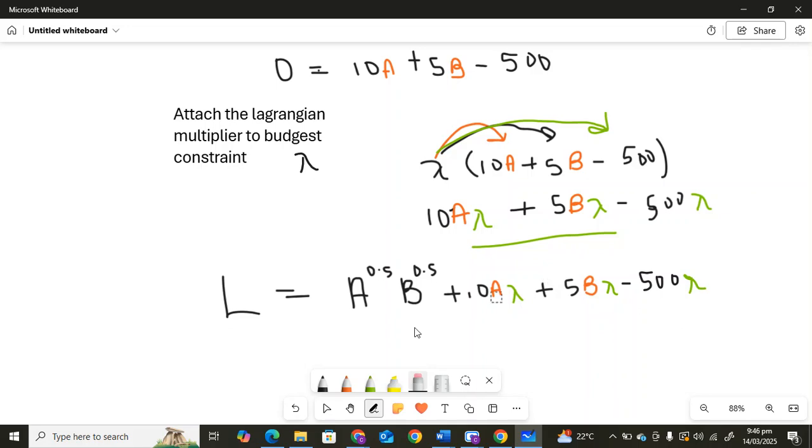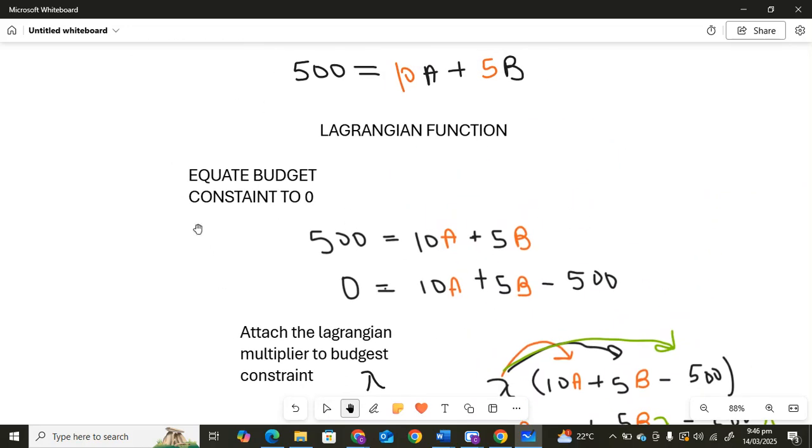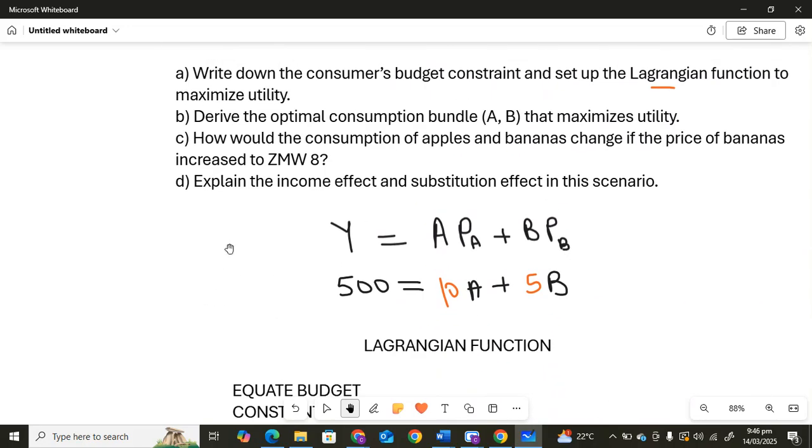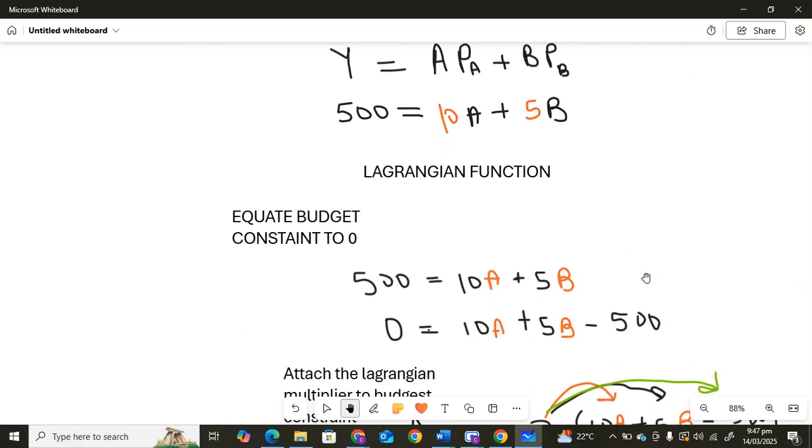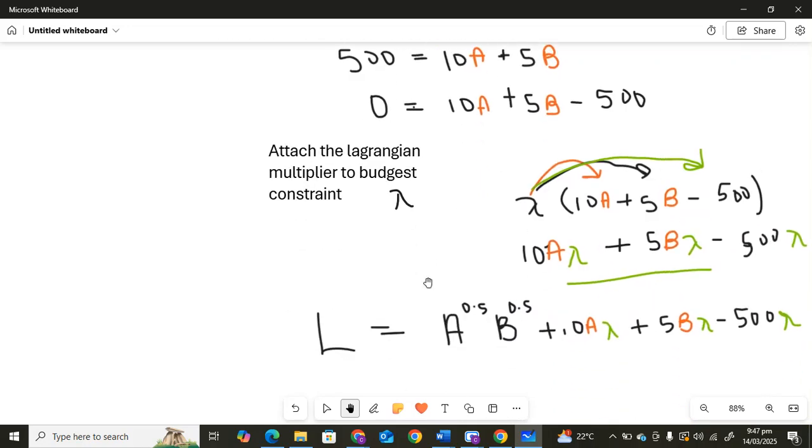Okay, so we're done with part A. B. Derive the optimal consumption function AB that maximizes utility. So basically, we need to find out how many units of apples we need and how many bananas we need so that we are satisfied. So this is where now the calculus comes in.